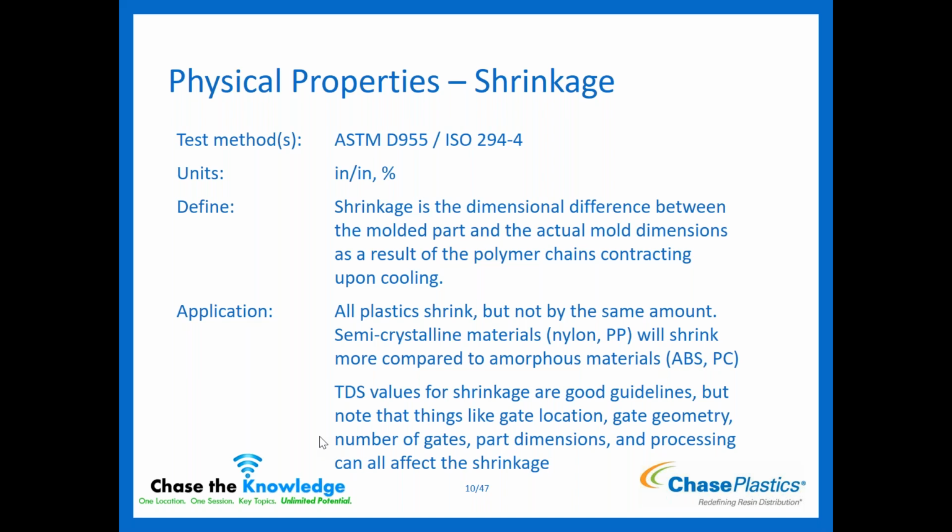So just note also that some data sheets and some suppliers will give you shrinkage values on their data sheets. They're really good guidelines, but also note that things like your gate geometry, your gate location, number of gates, dimensions, how you're going to process, these all can affect how it's going to shrink. So again, real good guidelines to start, but just know that you might get a slightly different value than what's shown because of those different variables.